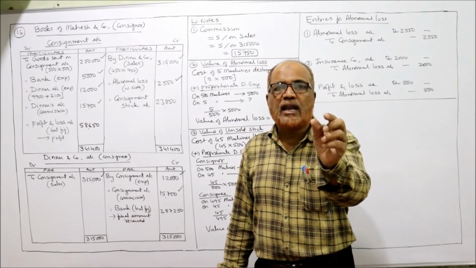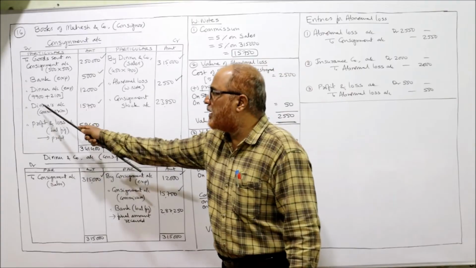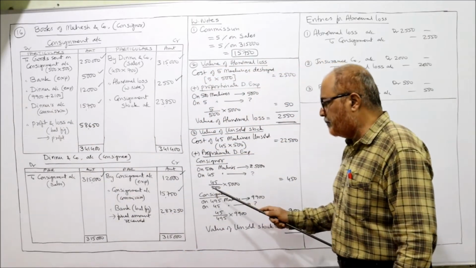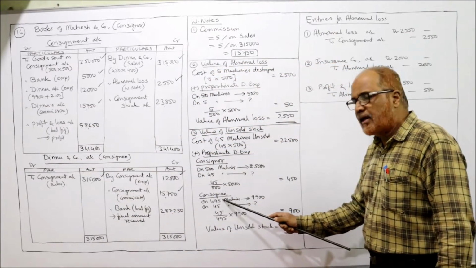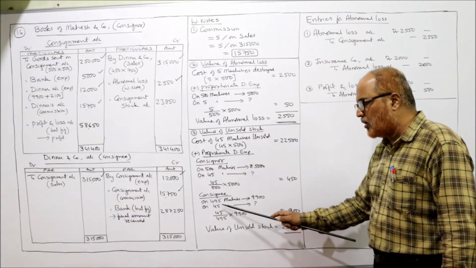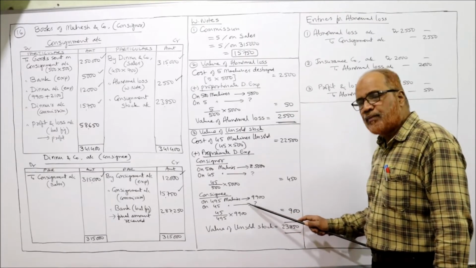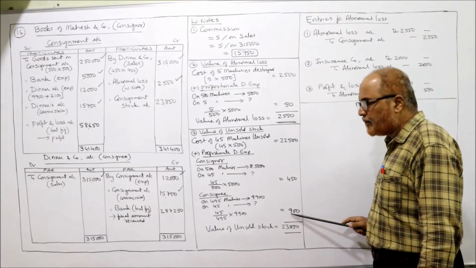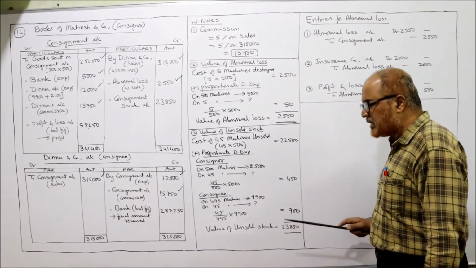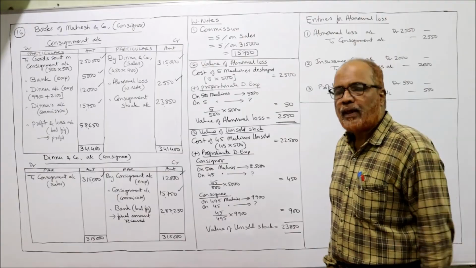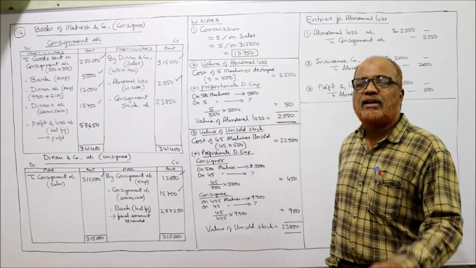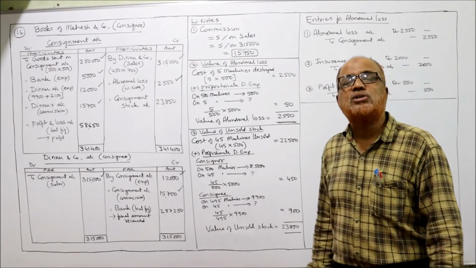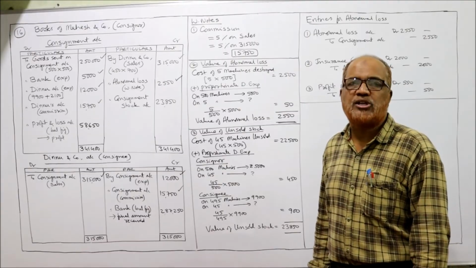So on 495 machines the consignee has spent 9,900. On 45 machines, how much? 45 by 495 into 9,900 is 900 rupees. So take the total, 23,850. So 23,850 is the value of the unsold stock, the consignment stock.